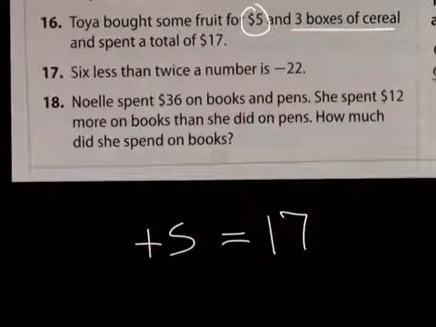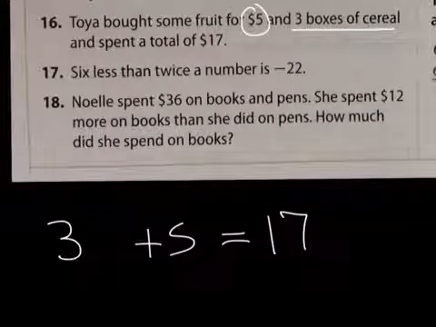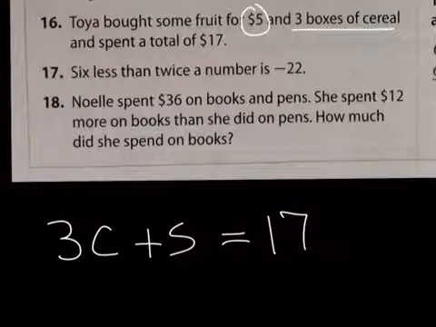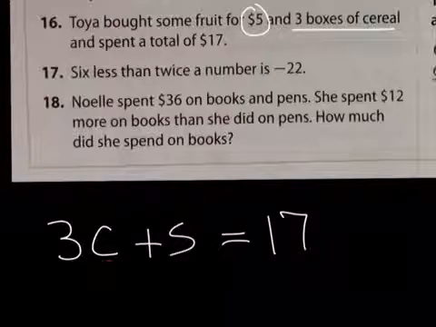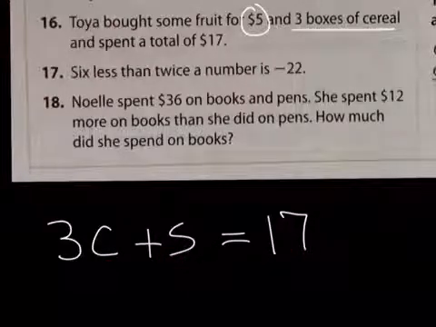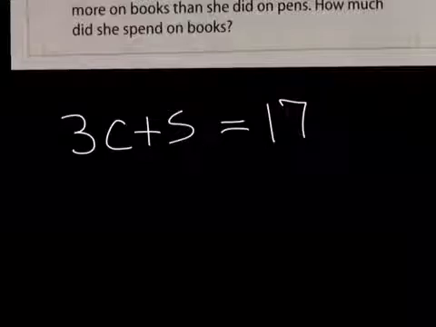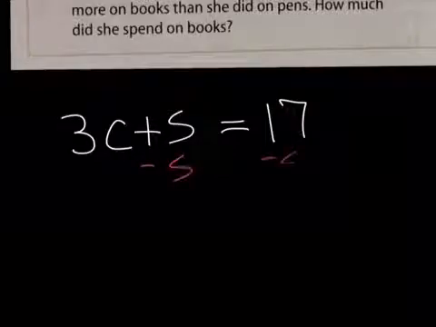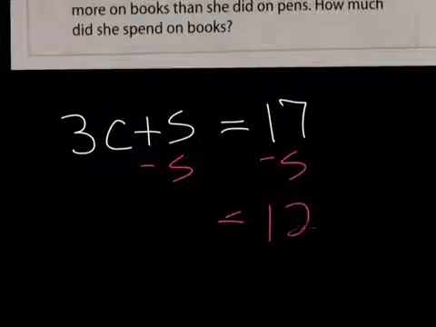But I also spent on 3 boxes of cereal. I don't know how much my cereal cost, but I do know that I have 3 boxes of cereal. So 3 times the price of the cereal, plus $5, is going to be 17. Now let's solve. We have to do the reverse order of PEMDAS. So first I'm going to subtract 5, which means minus 5 on this side. That gives me 12 on this side.